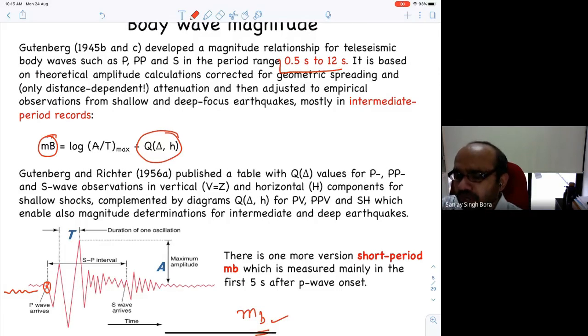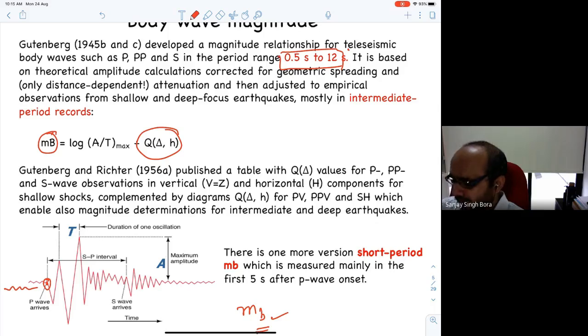Period means the time a particular oscillation takes. Period is the time one oscillator takes to complete one oscillation. So that is what I mean. Then they consider the peak of that, divide this peak by the period of the corresponding wave, and then take the log and make the corrections.